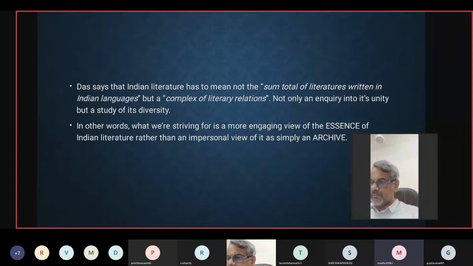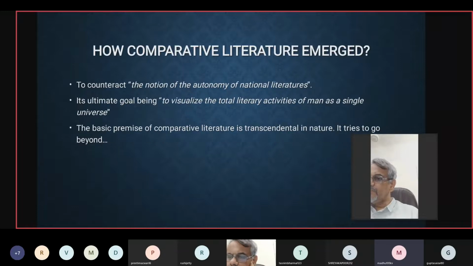Then he goes on to say that it's not actually the sum total of literatures written in India in the various languages, but it is the relations between them. It's a complex of literary relations. So we are striving for an engaging view of Indian literature as an essence instead of just an impersonal view of it as an archive. So the literary relations are what is very important here.